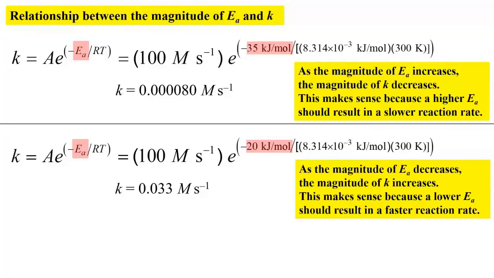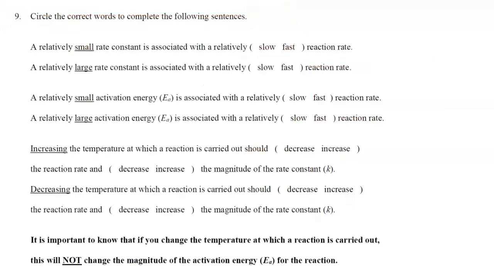This makes sense because a higher activation energy should result in a slower reaction rate or a smaller value of K. If I flip it around, as the magnitude of the activation energy decreases, the magnitude of the rate constant increases. This makes sense because a lower activation energy should result in a faster reaction rate or a larger value of K. So now let's go ahead and answer the first part of question 9 on your packet.